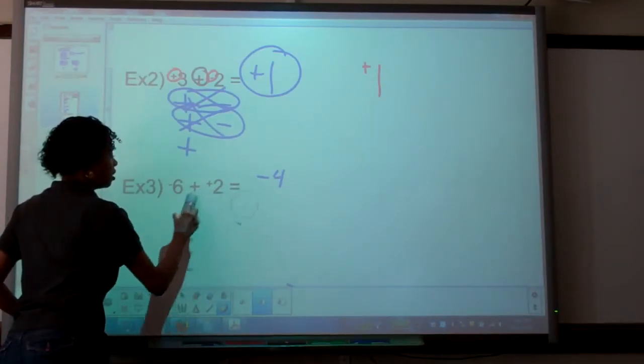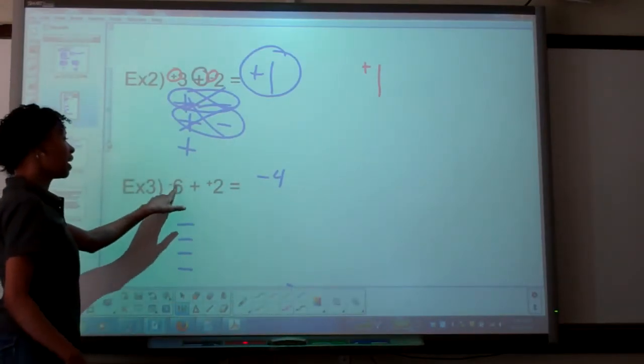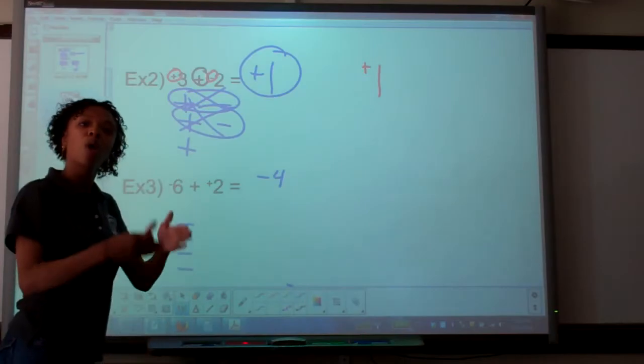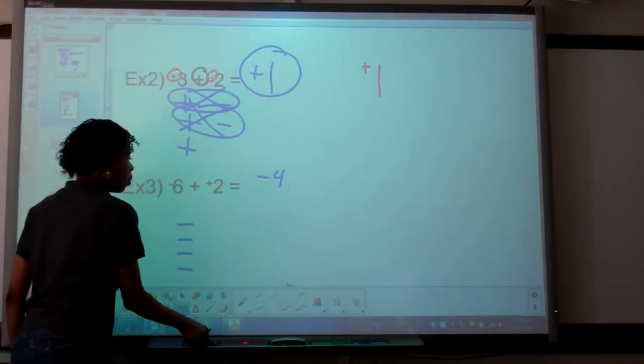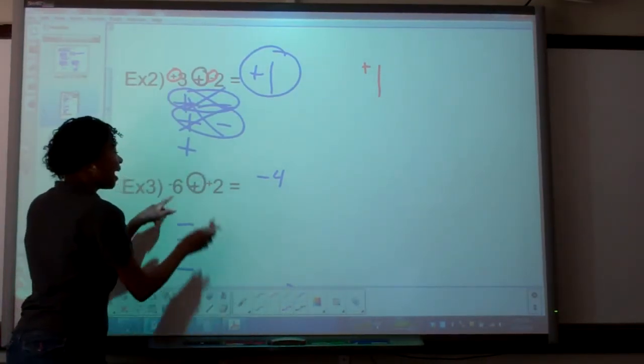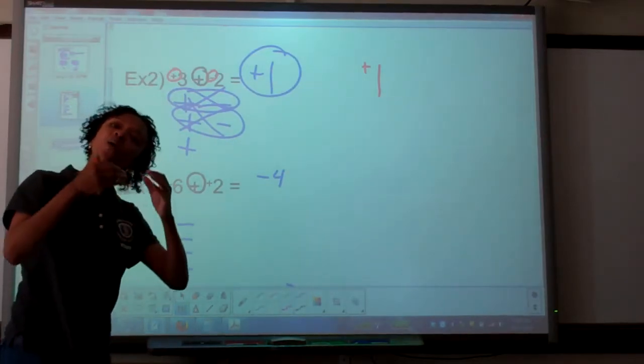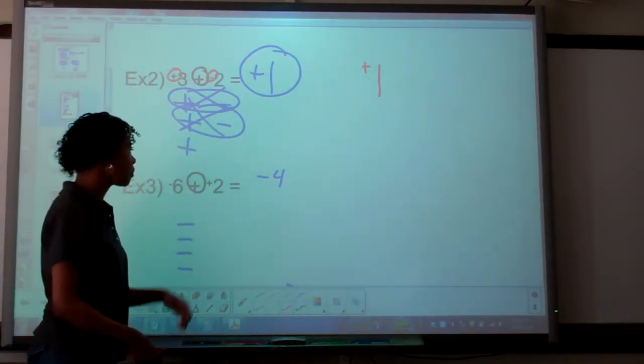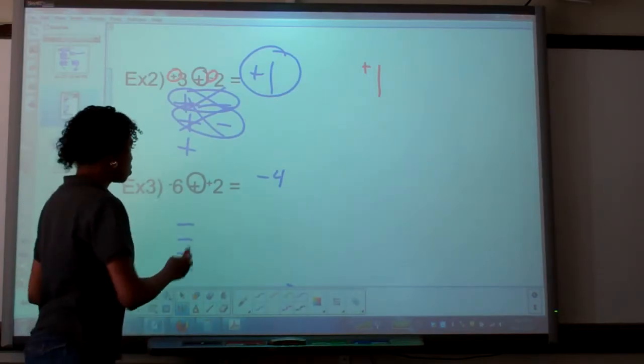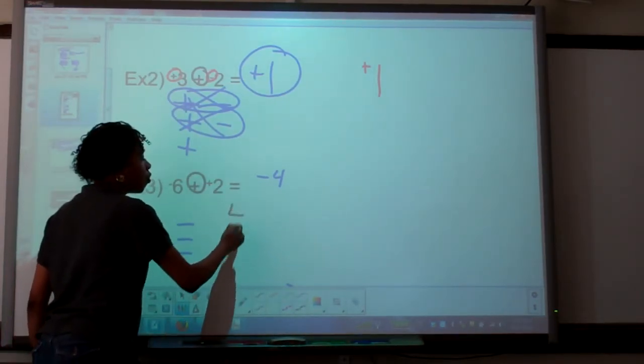I'll erase this out of here. This problem here was a negative 6 plus a positive 2. We're adding integers. When we're adding integers and they have different charges, again, it means it's a subtraction problem. So this is really 6 minus 2. Well, 6 minus 2 is equal to 4.